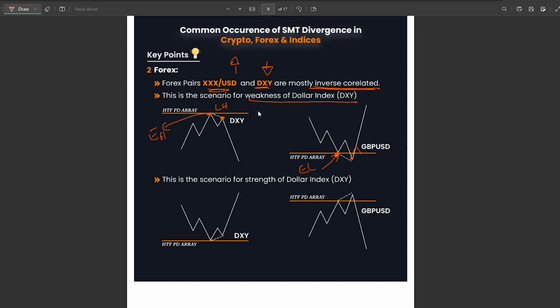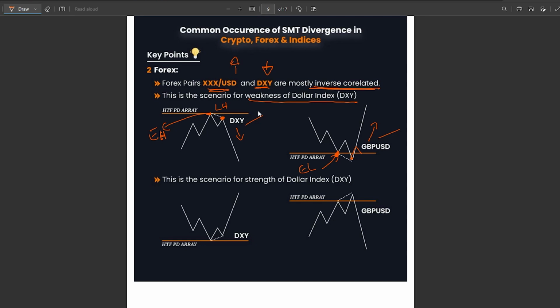However, GBP USD took out its equal lows that were present on this dot, but Dixie wasn't able to take out its equal high and was moving towards the downside. If I was you, I would have shorted Dixie because it didn't take out its liquidity and hence was showing more weakness. However, GBP USD took out the equal lows and closed back inside, showing signs of strength. So you could either have shorted Dixie or long GBP USD. Either way, you would have made a profit.